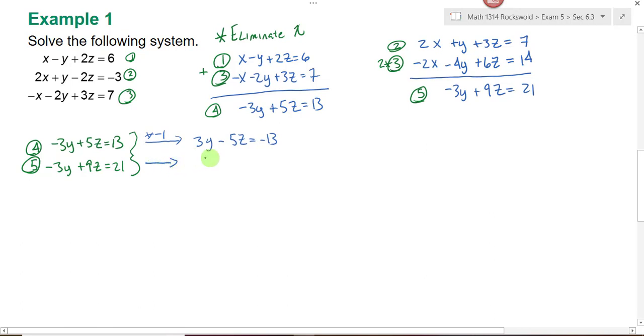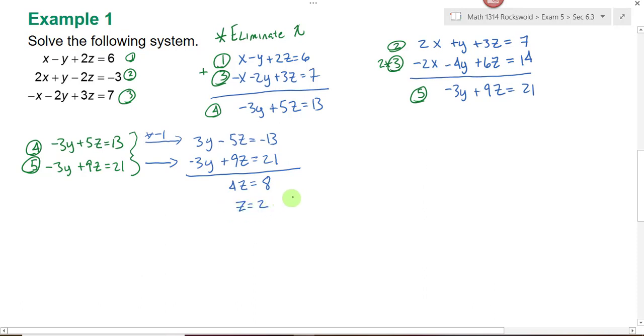And then this equation I'm just going to write down as negative 3y plus 9z equals 21. Just carry it across as it is. And now when I add the two equations together, the y's are going to drop out, and that's going to leave me with 4z equals 8. And if I divide both sides by 4, I get z equals 2. There's a value for z.